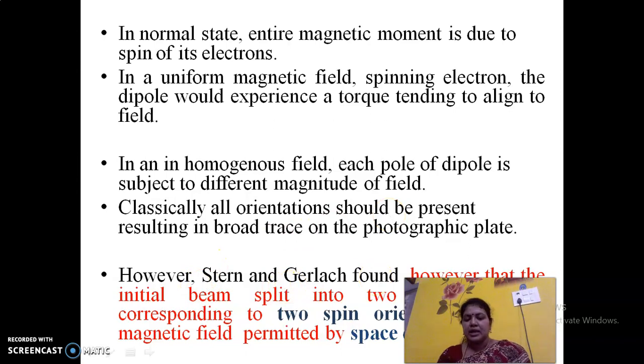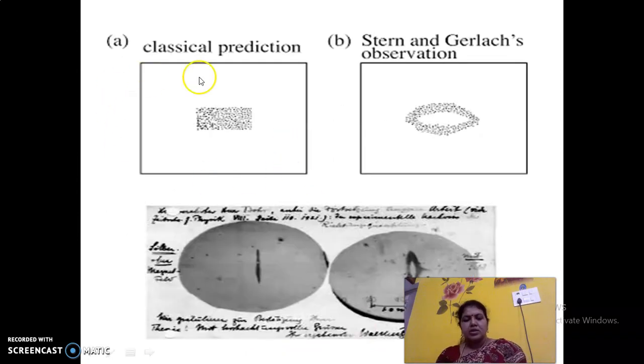However, Stern and Gerlach found that the initial beam got split into two distinct parts corresponding to two spin orientations in the magnetic field permitted by the space quantization. So this was the classical prediction, the expected result, but Stern and Gerlach observed that the trace got split into two distinct parts corresponding to the two spin orientations of ms is equal to plus or minus half h cross. This is the experimental record found from the Stern and Gerlach experiment.